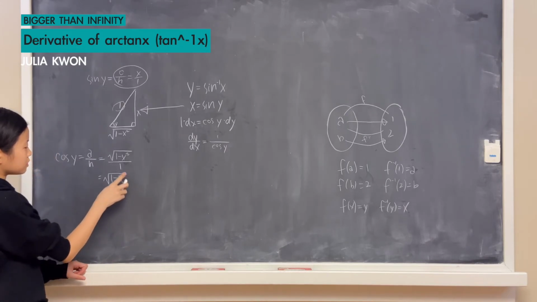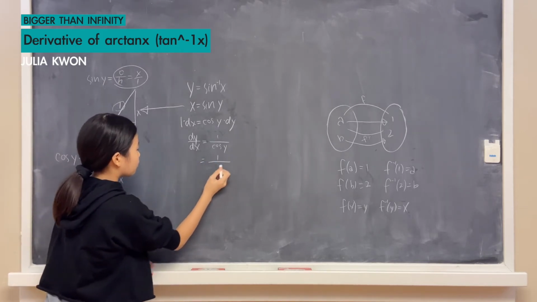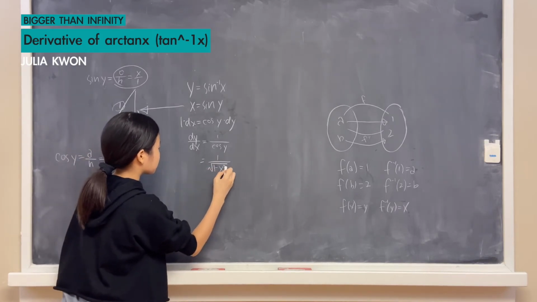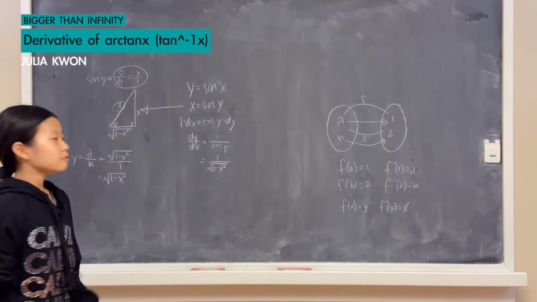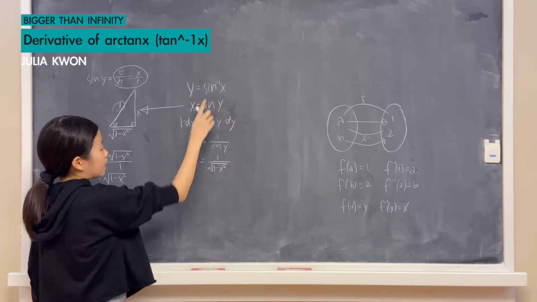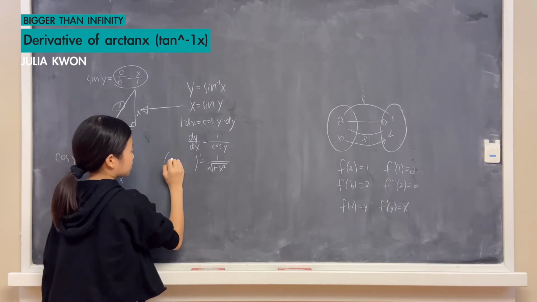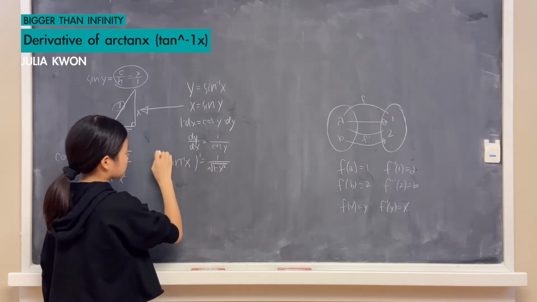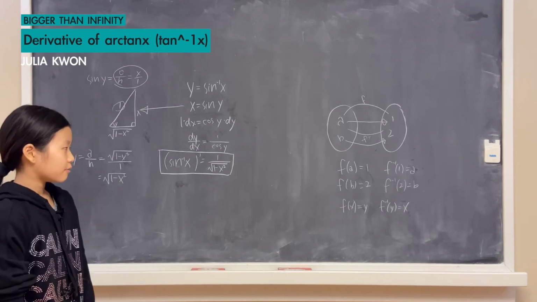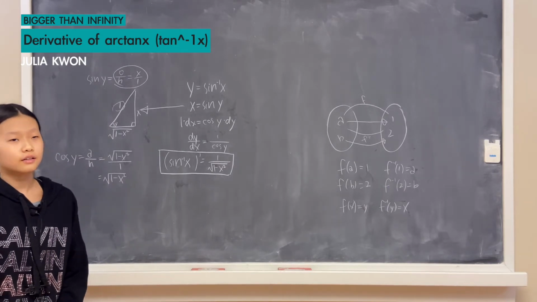So we put the 1 here, and this is just equal to square root of 1 minus x squared. And if we substitute this into the cosine y here, we get 1 over square root of 1 minus x squared. So now we found the value for the derivative of the inverse of sine x. Now that we have found it, I would like to move on to the derivative of the inverse of cosine x.